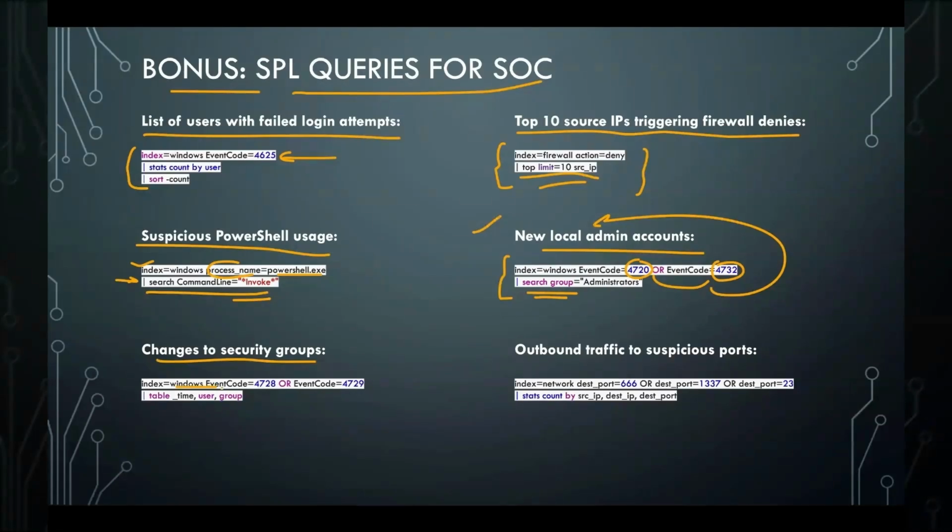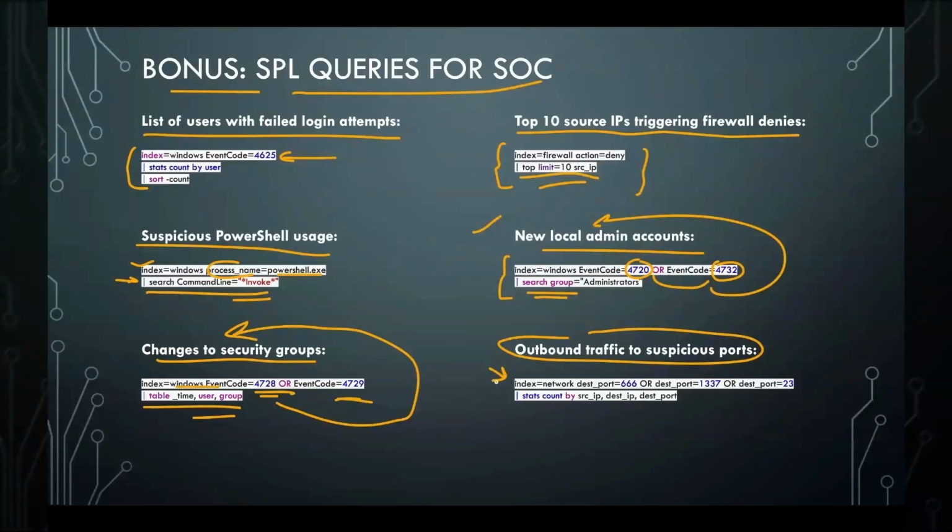Then changes to security group. So index is windows and event code is 4728 or 4729. This is specific to security group changes, and then table time, user, and group. Next, we have outbound traffic to suspicious port. This is going to check the index network and destination port 666 or destination port 1337 or destination port 23, and then stats count by source IP, destination IP, and destination port. Very clean report.